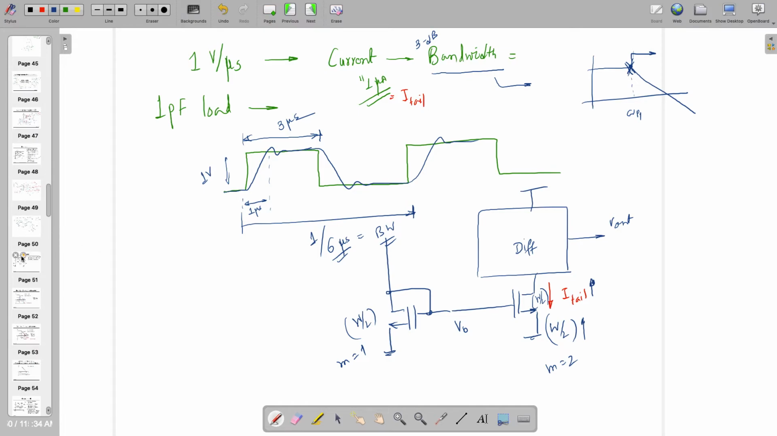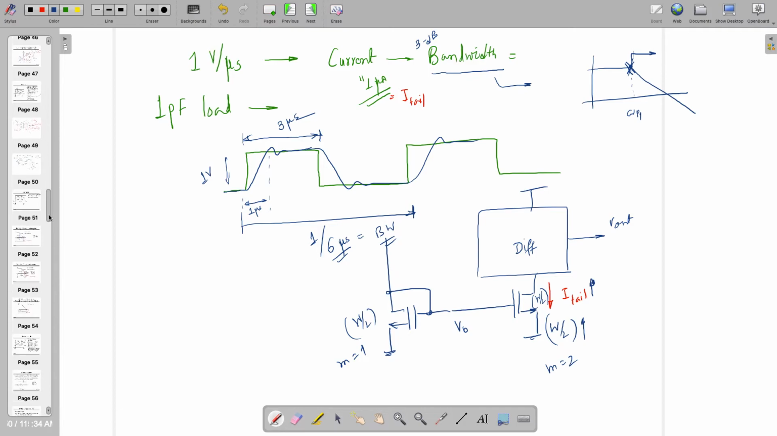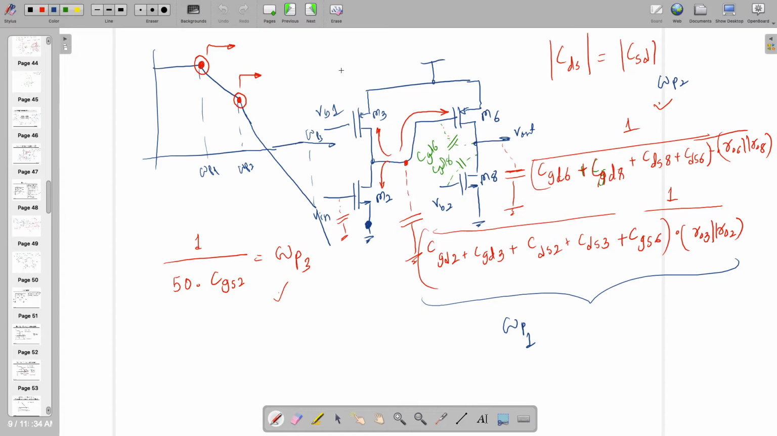And similarly, if I want to move the second pole this side, I need to touch the current flowing through this one, right? So in that case, can you comment on the current if this is I1 and if this is I2? If I want omega P1 less than omega P2, what should be the relation of I1 and I2? It should be lesser or it should be higher?